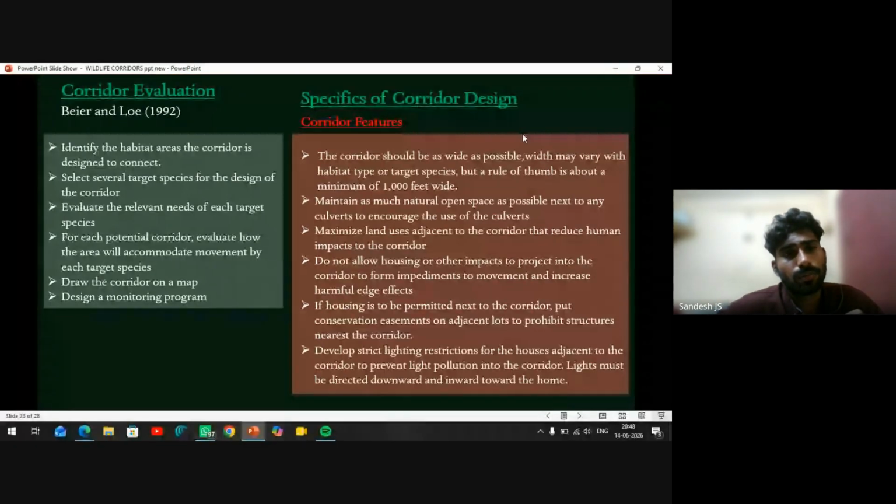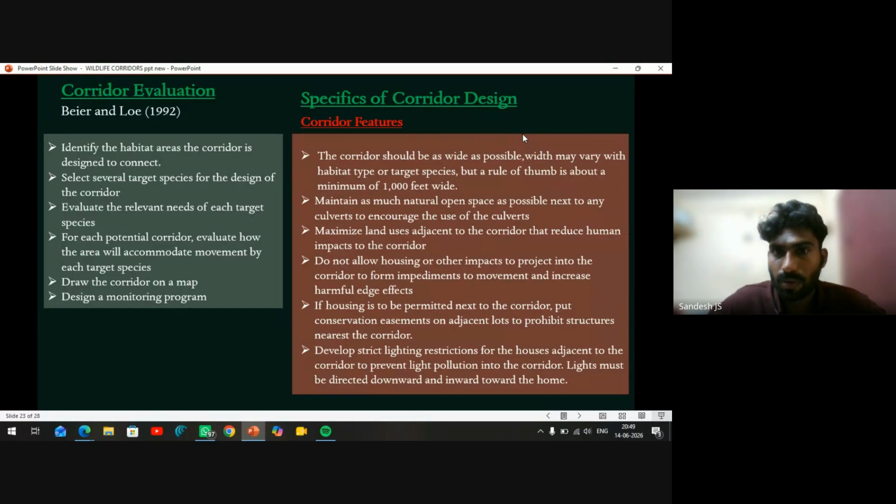Try to select more target species so that more species can use the corridor. For each potential corridor, evaluate how the area will accommodate movement of each target species. So we have to evaluate how many species can move through the corridor at a time, and draw the corridor map and design a monitoring program.